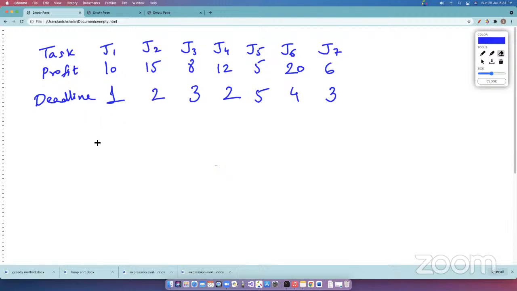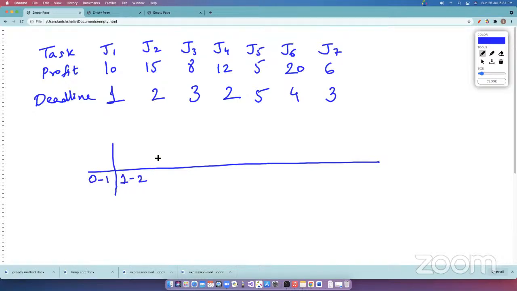What we do to solve this is, we create an array. Just check. We create a list or an array. And purposely, I am numbering the locations like this, 0 to 1. Usually you number the location as 0, 1, 2. I will number it as 0 to 1, 1 to 2, 2 to 3, 3 to 4, 4 to 5, 5 to 6. Now what I have done is, I have seen maximum deadline. See, maximum deadline is 5.